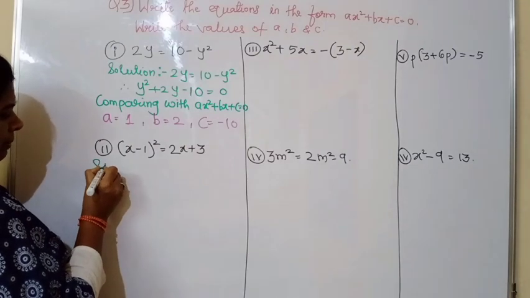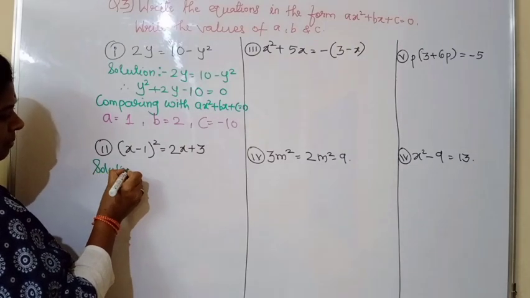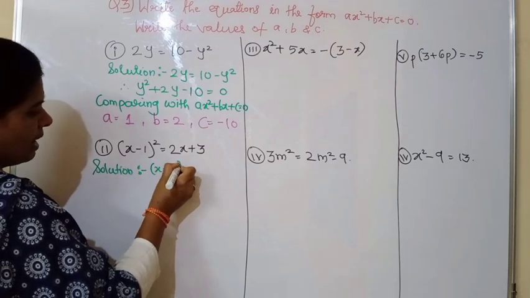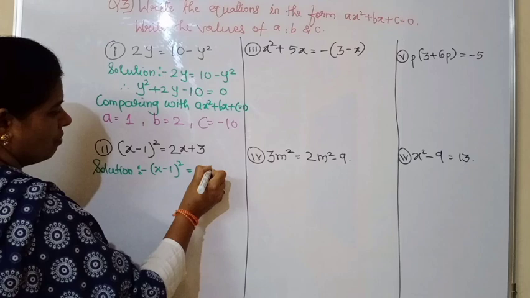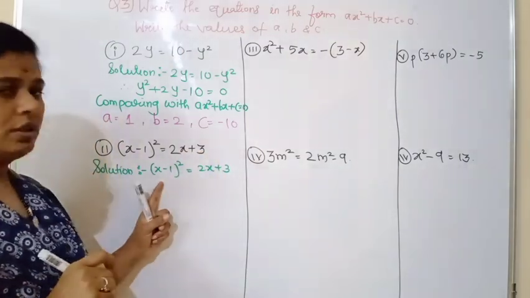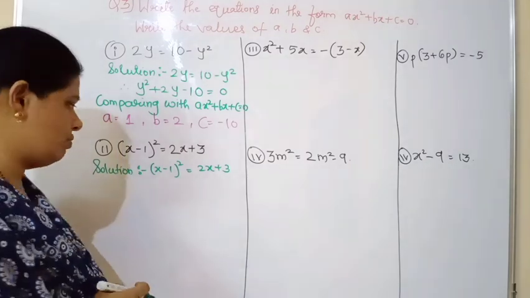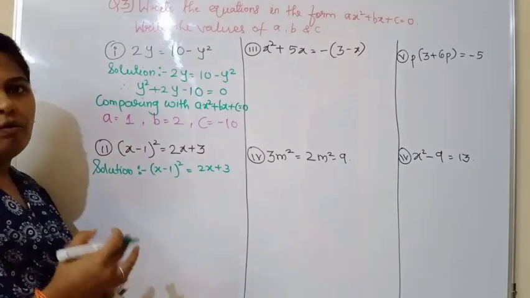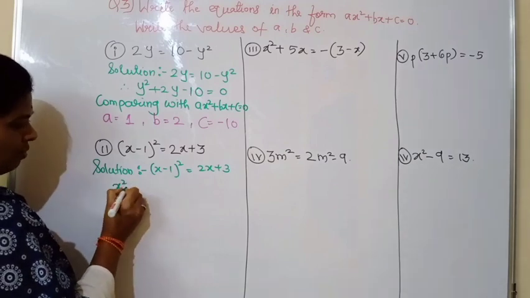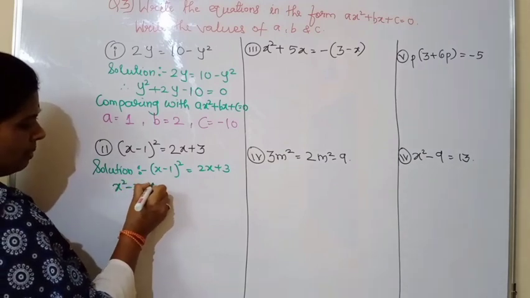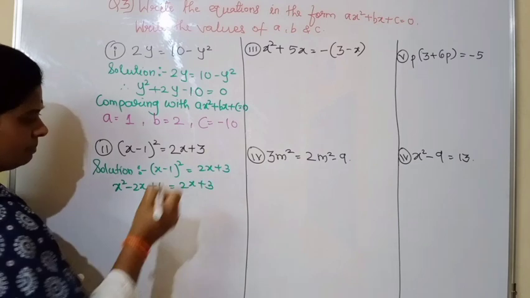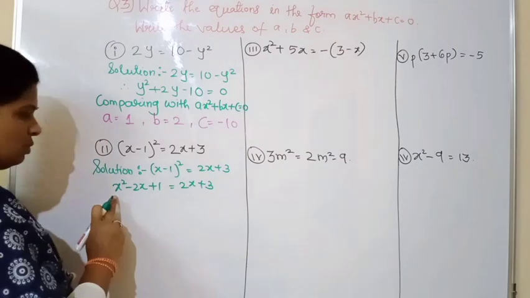So now in the beginning we will write the solution. The given equation is x minus 1 square is equal to 2x plus 3. Now we have to use the formula for this bracket, x minus 1 square. We will use the formula of a minus b square. So here it will be x square minus 2x plus 1 is equal to 2x plus 3. So we have used the formula.